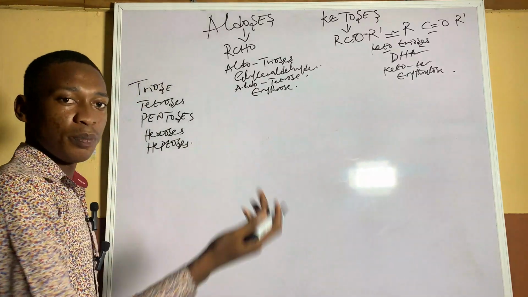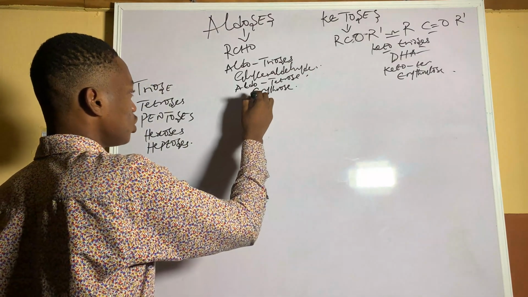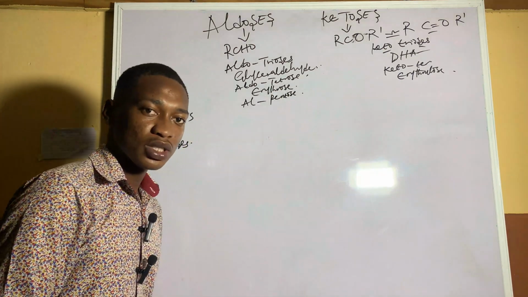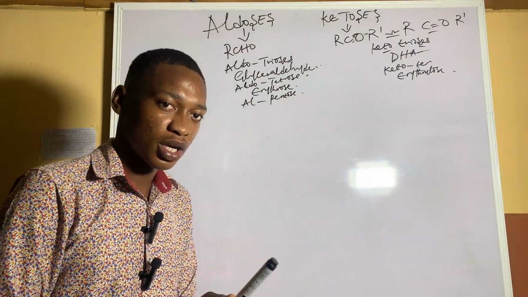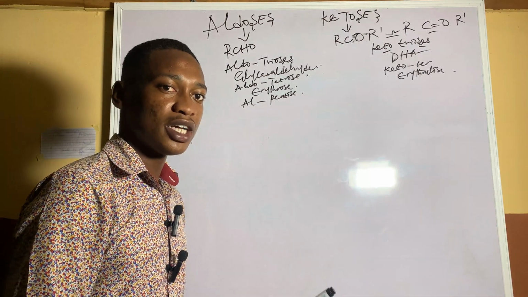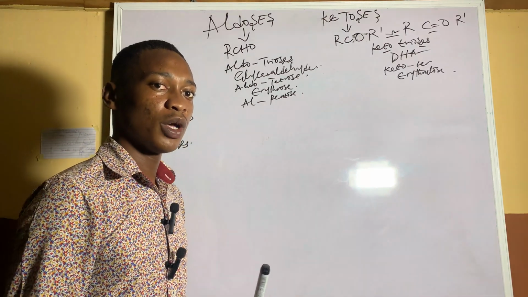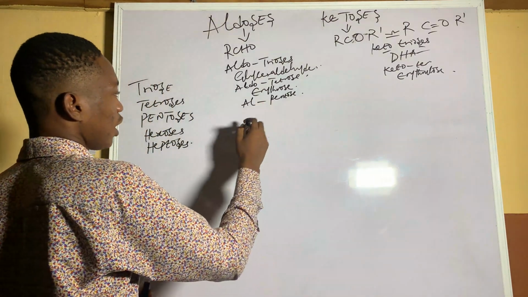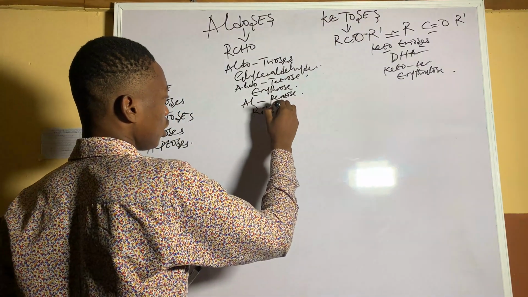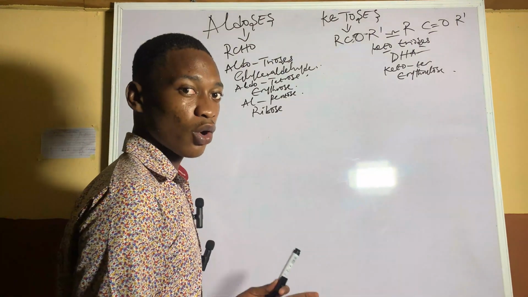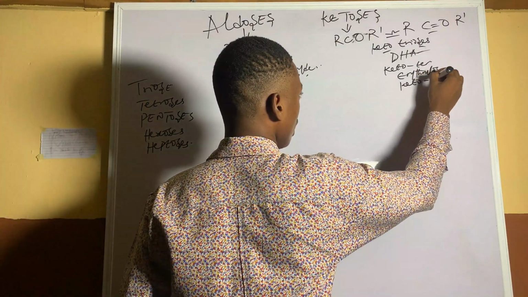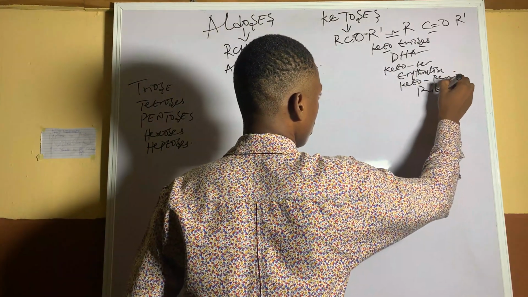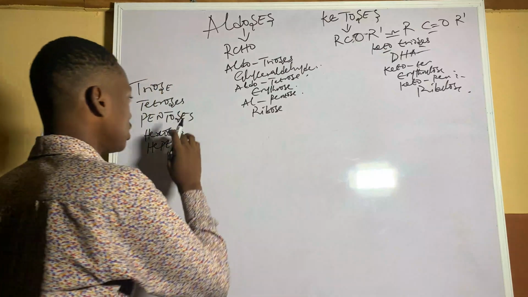Now, if we come to aldopentoses, remember, aldopentoses are aldehyde sugars that contain 5 carbons. What are aldehyde sugars? Aldehyde sugars are sugars that contain the aldehyde functional group. If you don't call them aldehyde sugars, you call them aldoses. Under aldopentoses, we can have ribose and deoxyribose. They are all aldopentoses. For ketopentoses, I can have something like ribulose. I will stop at 6-carbon sugars.